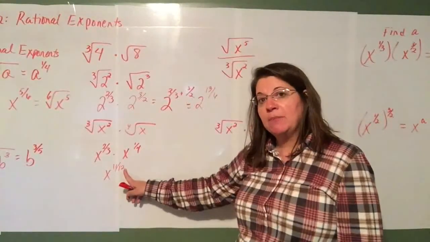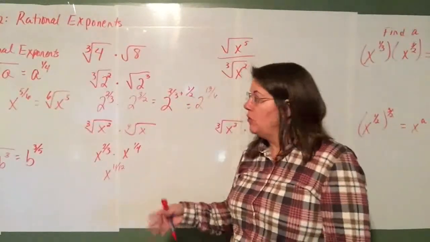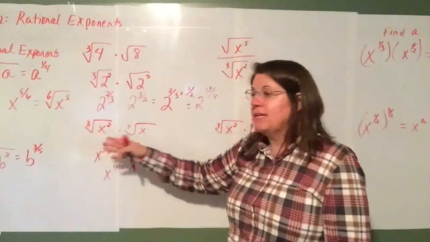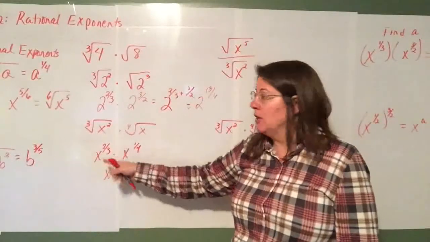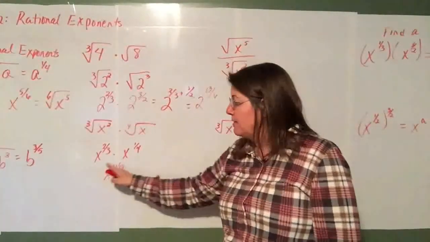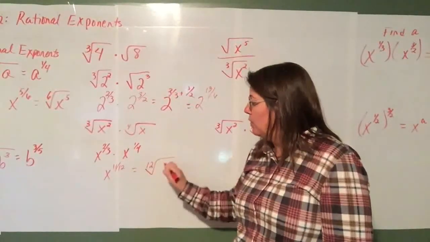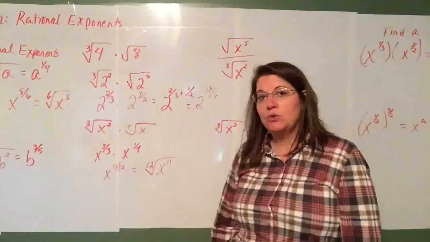With these types of problems, sometimes the directions will tell you to write the answer as a rational exponent, and sometimes they will say to write the answer as a radical. So even if they tell me to write the answer as a radical, I can still use this method to simplify it into a single radical and then convert it back to the 12th root of x to the 11th.